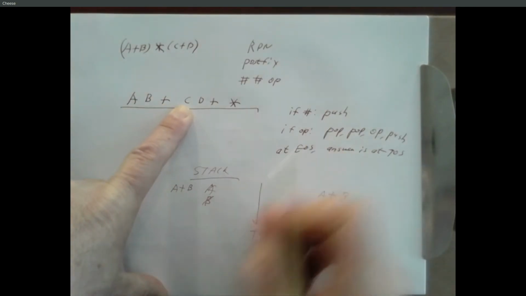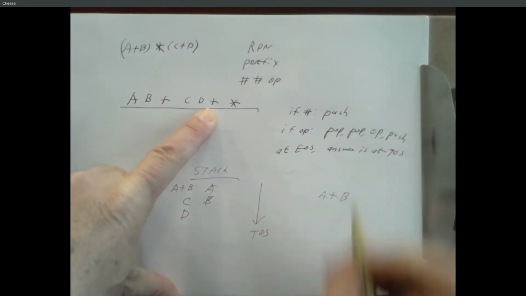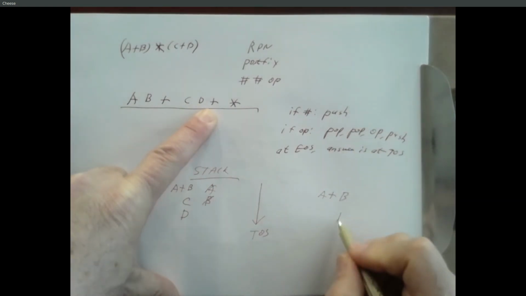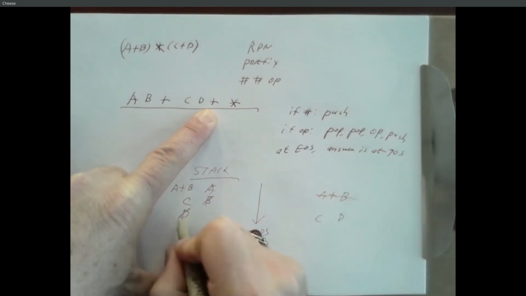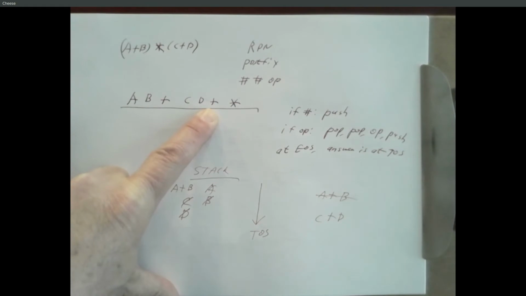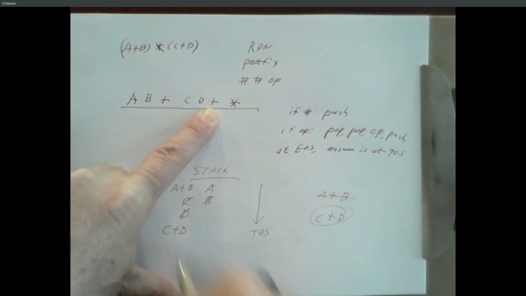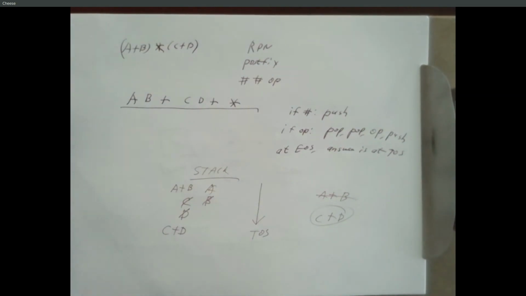There's another number C, so we push that on the stack. There's a number D, so we push that. There's another operator. So pop two things off the stack, that's a D and a C. Apply the operation, which is a plus, and push the result onto the stack. So we're going to push C plus D onto the stack. So our stack has two things on it now, A plus B and C plus D.